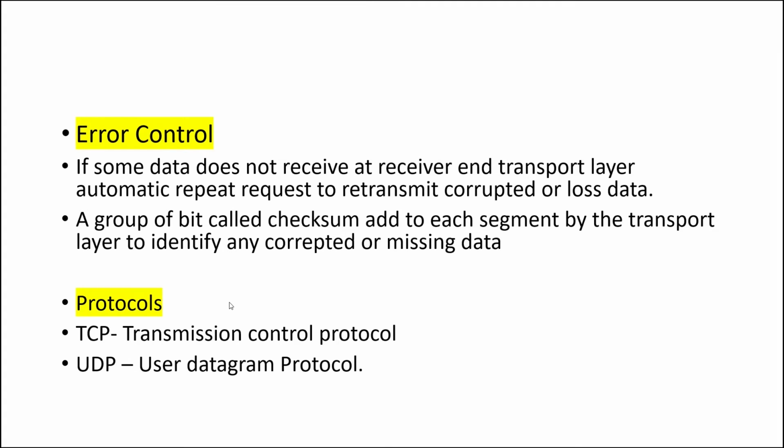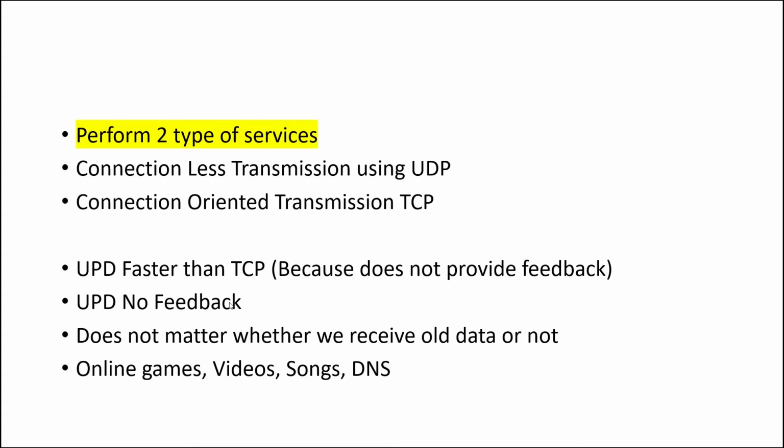So what are the protocols used in the transport layer? We can say TCP and UDP. I think you may have heard about TCP. It's not a problem even if you have not heard about these two protocols. We call them TCP and UDP. TCP is Transmission Control Protocol. UDP is User Datagram Protocol. There are two types of service from these two protocols: connectionless transmission using UDP, and connection-oriented transmission from TCP.